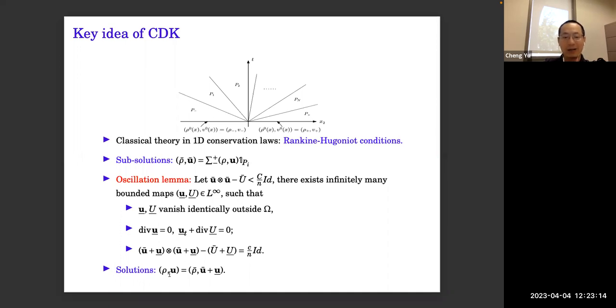Then U will be U bar plus underline U. U bar is a subsolution, and underline U consists of infinitely many bounded maps, so that is exactly a solution of the Euler equations. So we are able to get infinitely many global weak solutions. This is the key idea of the CDK paper.